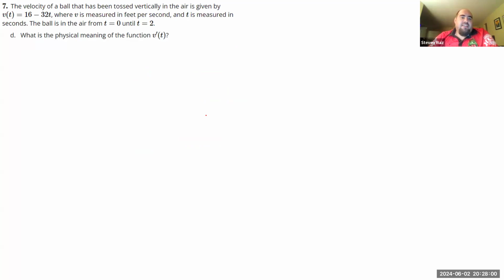And finally, question D. As usual, I got ahead of myself, but that's what that v prime tells you. So v prime of t is acceleration. And that's generally true for velocity: the rate of change of velocity with respect to time is, by definition, acceleration.